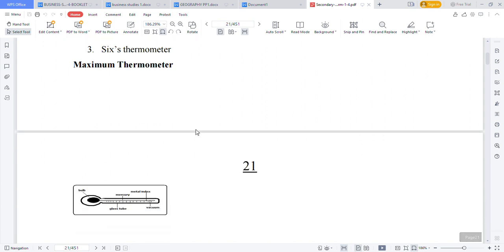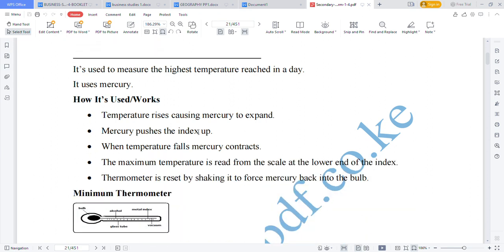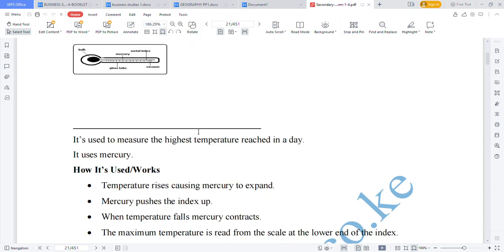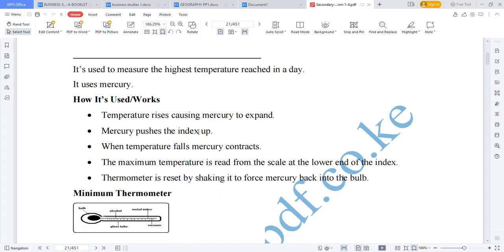So let's start with the maximum thermometer. It is used to measure the highest temperature reached in a day. It uses mercury. How does the maximum thermometer work? How is it used?